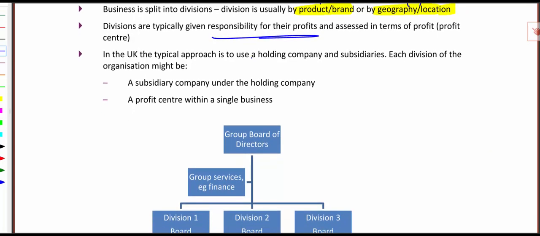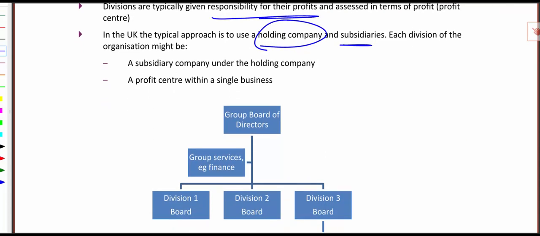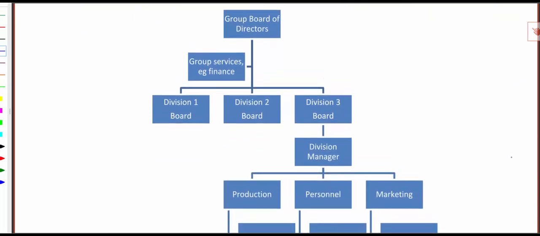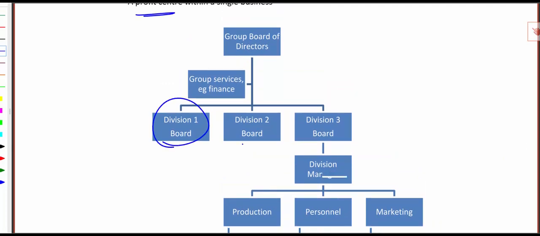In the UK, then, we'd say a typical approach would be to have a holding company and then subsidiaries. So the division might form itself as a subsidiary company. It could be a profit centre within a single business. So here's our example underneath. So we've got our group board, we've got our group services, so your group finance team, and then you've got your division. So for example, this might be Mars Pet Food, this might be Mars Confectionery, and this might be Mars Drinks. So I think Mars have a couple of coffee and tea brands also.